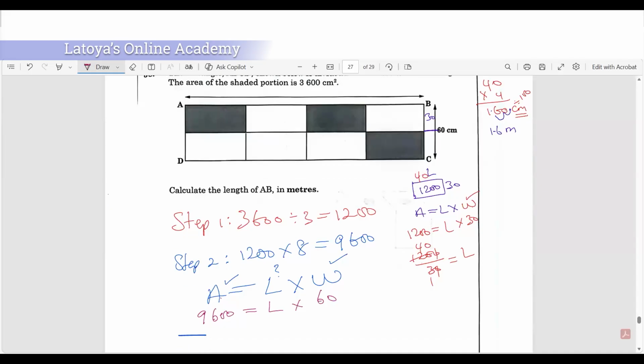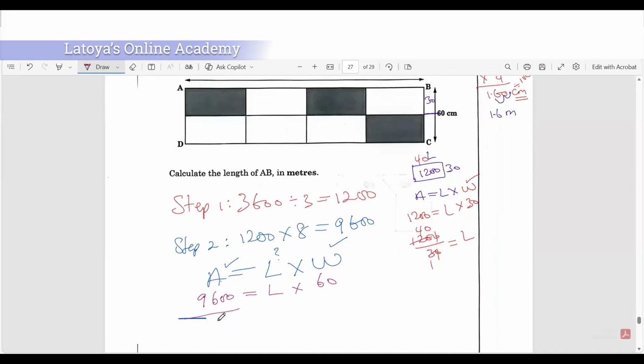What would we do to find the length? We would divide by 60. This 0 cancels this 0. 6 into 96. 6 into 9 is 1 with a remainder of 3. 6 into 36 is 6. We are still getting the length to be 160 centimeters. And as we said before, we have to write our answer in meters, so we have to divide by 100. We are shifting our decimal point 2 times to the left. We are getting 1.6 meters.